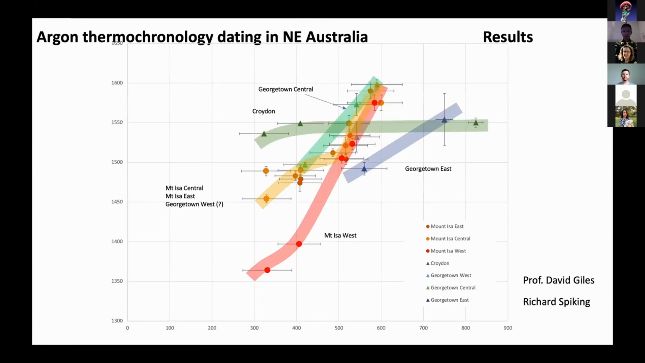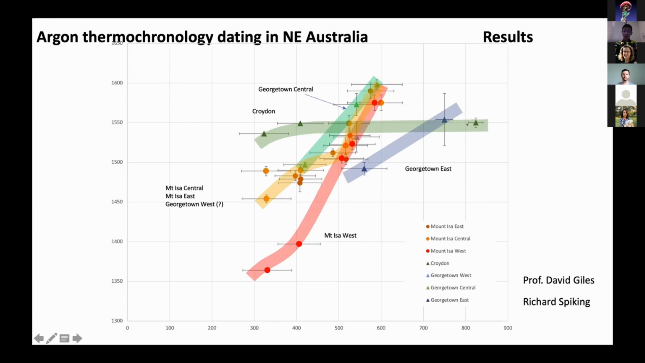So as I mentioned before, we have divided the Mount Isa into Western, Central, Eastern, and then Georgetown, Western, Central, Eastern, also including the Croydon area as well. So you see a big difference from different regions, but also some similarity as well. The horizontal layer is the temperature difference, right?